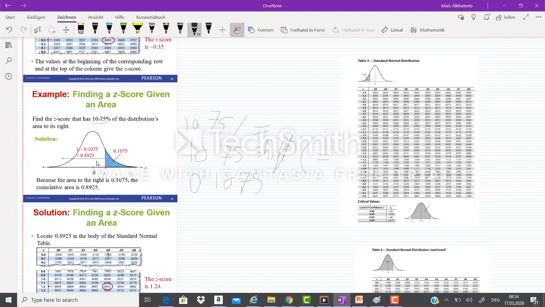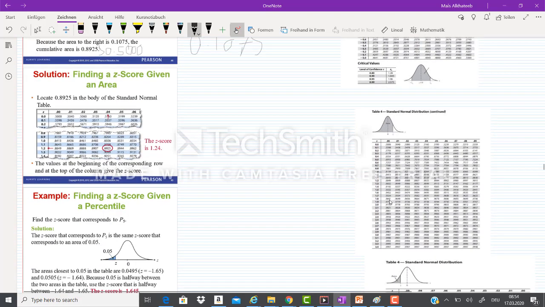This area, 0.8925, is bigger than 0.5000, so I have to go to the positive table. I will deal with the positive table.